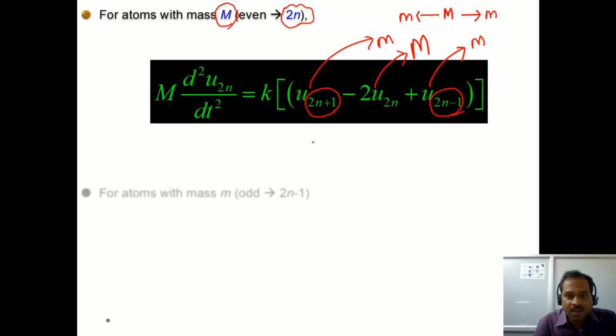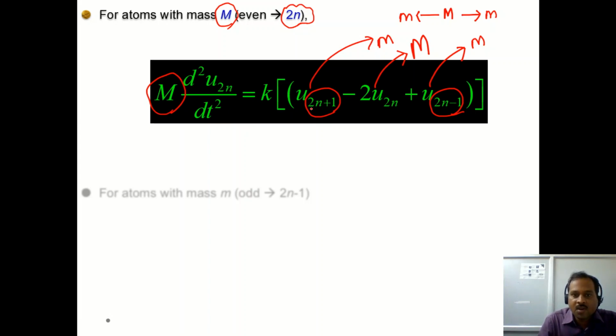In a similar manner as we did in our last lecture for the monoatomic chain, the same thing can be applied here. The first term corresponds to the 2n plus 1th atom, and the last term corresponds to the 2n minus 1th atom, the only difference being that their masses are different. So capital M times the acceleration, that is d squared u2n by dt squared, is equal to k into u2n plus 1 minus 2 u2n plus u2n minus 1.